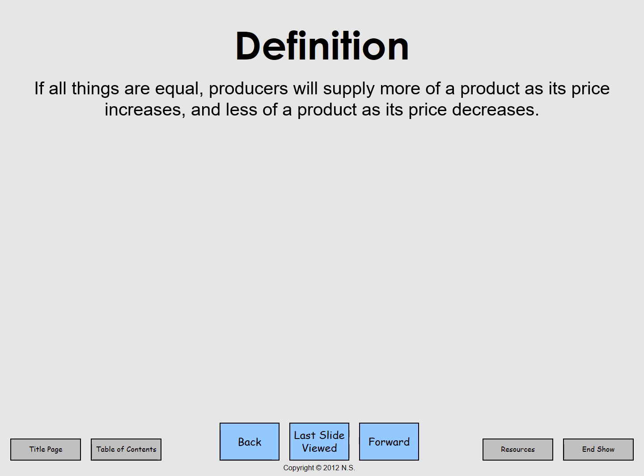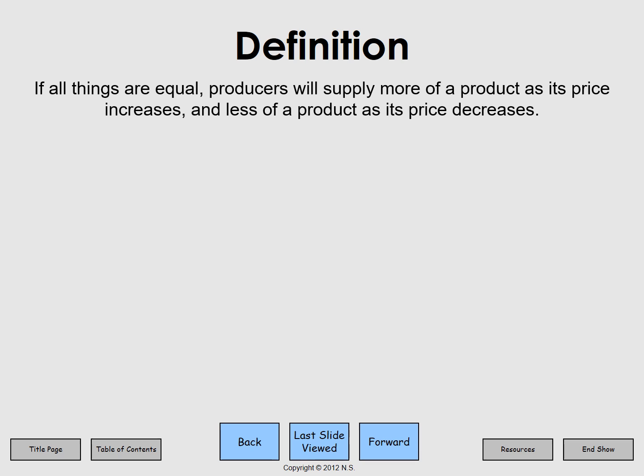Alright, definition of supply. If all things are equal, producers will supply more of a product as its price increases and less of a product as its price decreases. So kind of let y'all get that down.